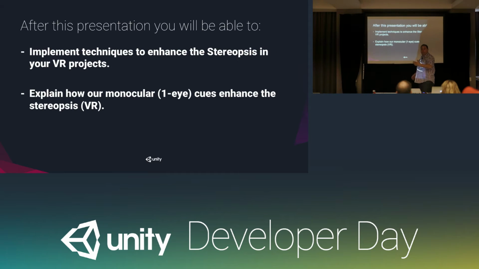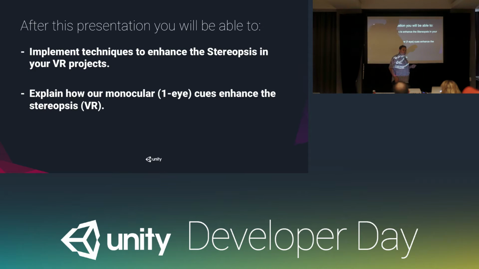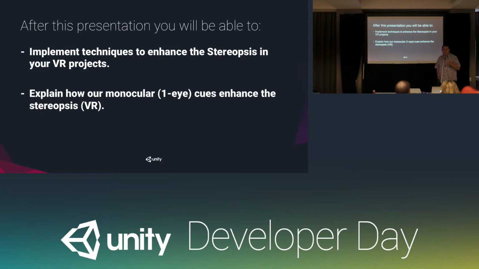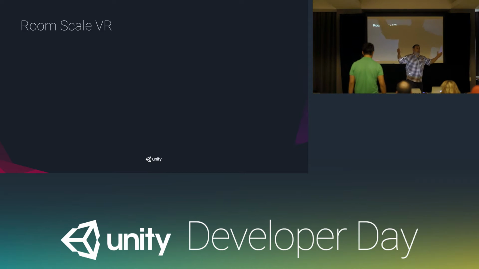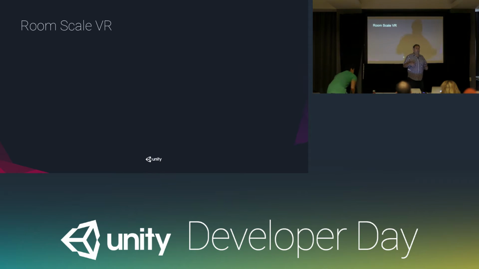So what's the benefit of attending this presentation until the end? You will understand how, with one eye information, you can enhance stereopsis, meaning how you can see solid 3D, solid VR. You will also be able to understand what one eye information does to make something VR. Okay? Now, room scale VR. We make 3D.